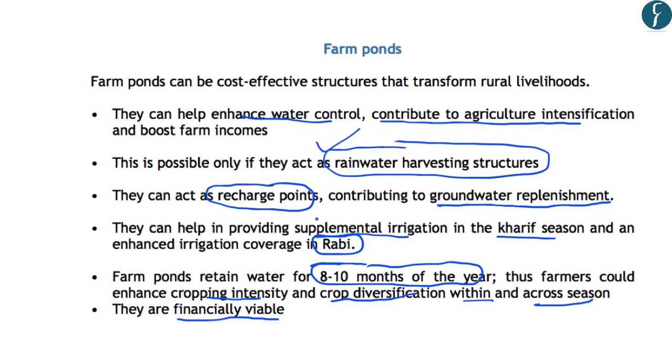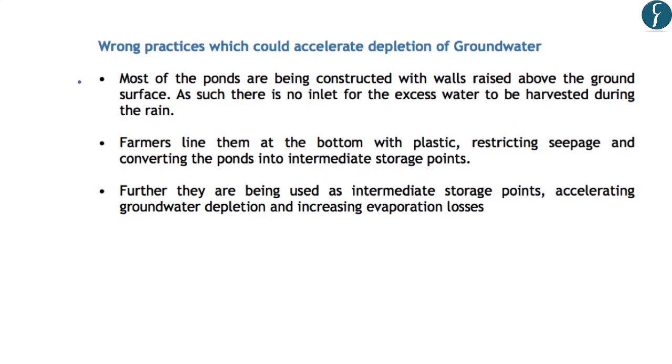Further, these farm ponds are financially viable because the benefits that are likely to arise from the construction of such farm ponds outweigh the costs that are incurred during the construction. Now, although the farm ponds have various benefits, the current way in which these are being constructed is raising certain issues. So, the authors have highlighted certain wrong practices which could accelerate the depletion of groundwater rather than rainwater harvesting and the replenishment of the groundwater.